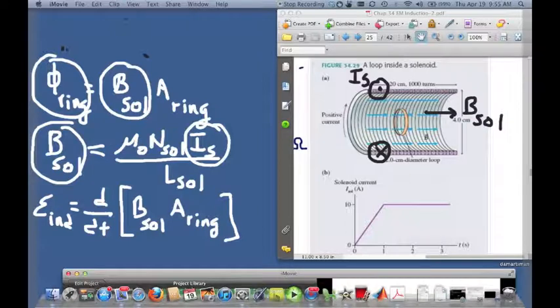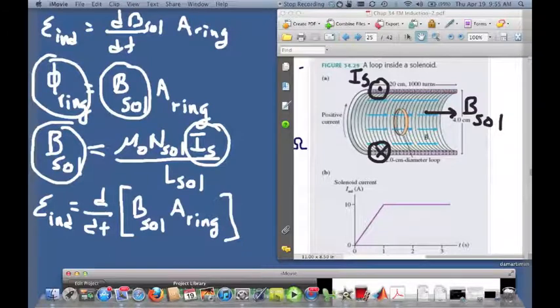The derivative of the flux is going to be the derivative of the magnetic field because the area of the ring is not changing. So that will give you the induced EMF equals dB/dt, that's dB/dt for a solenoid, multiplied by the area of the ring. Now what's dB/dt?